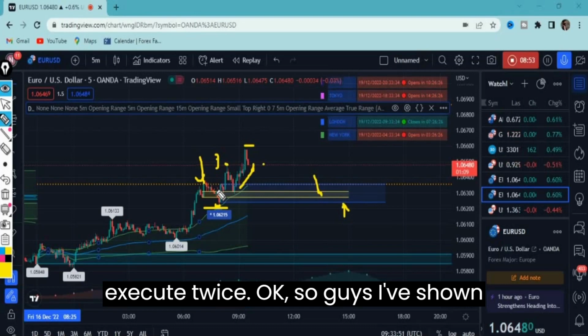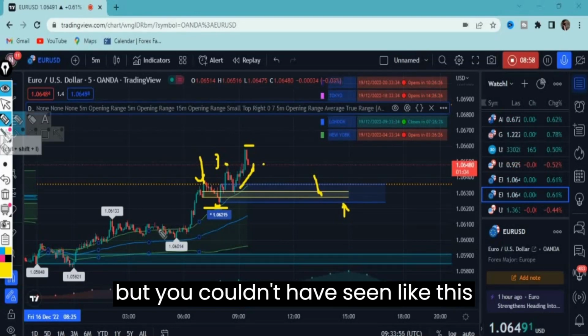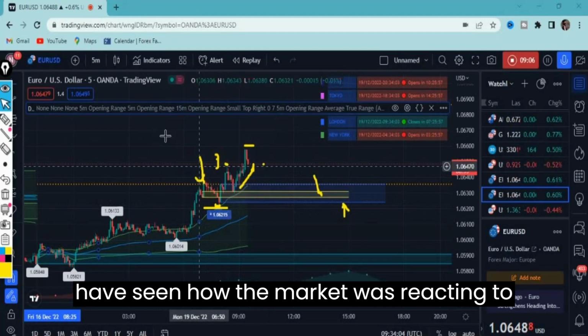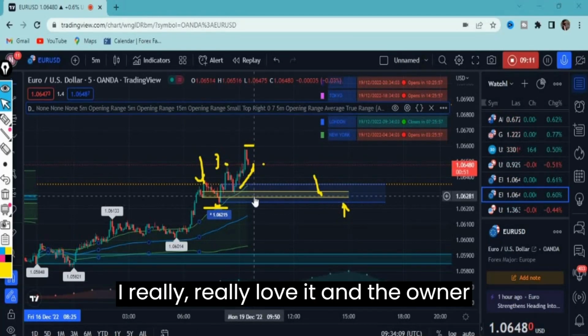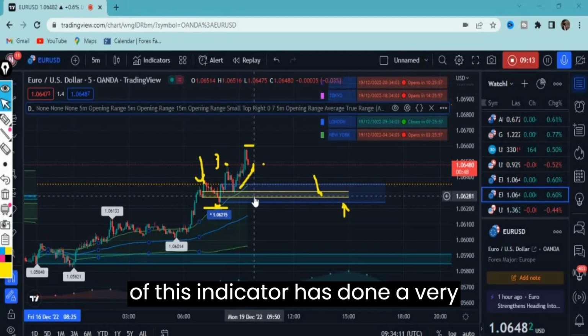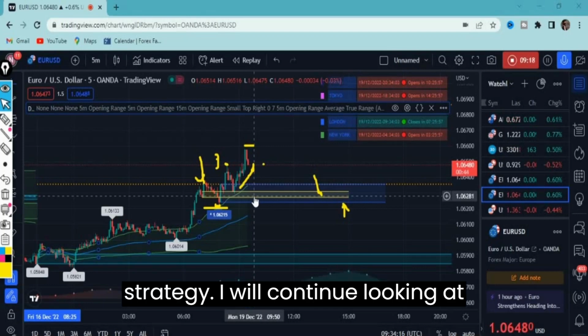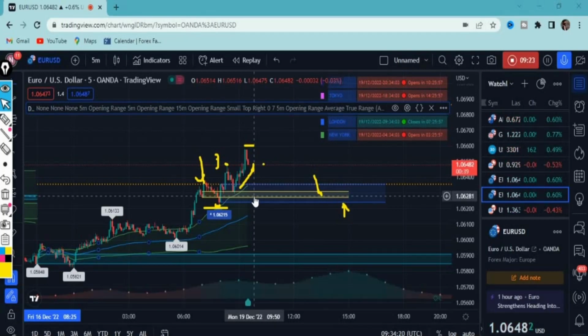Okay, so guys, I've shown you the features that this indicator never had. In fact, they were there, but you couldn't have seen this arrow right here, and you hadn't seen how the market was reacting to the VWAP. It is working perfectly well. I really love it, and the owner of this indicator has done a very perfect job. I will continue testing this strategy. I will continue looking at this indicator and coming up with more and more strategies.